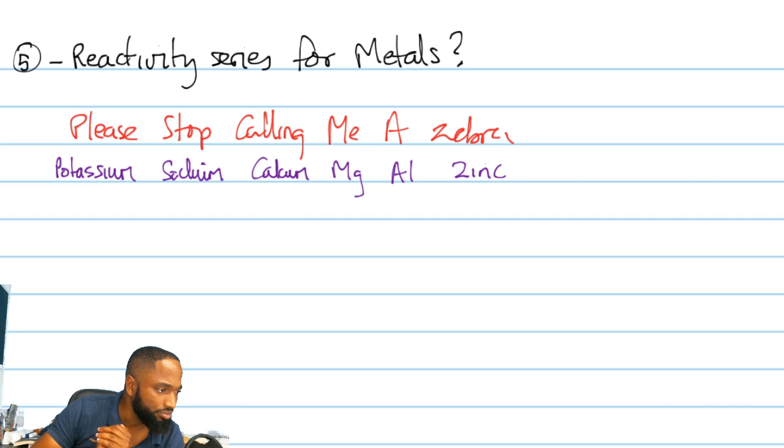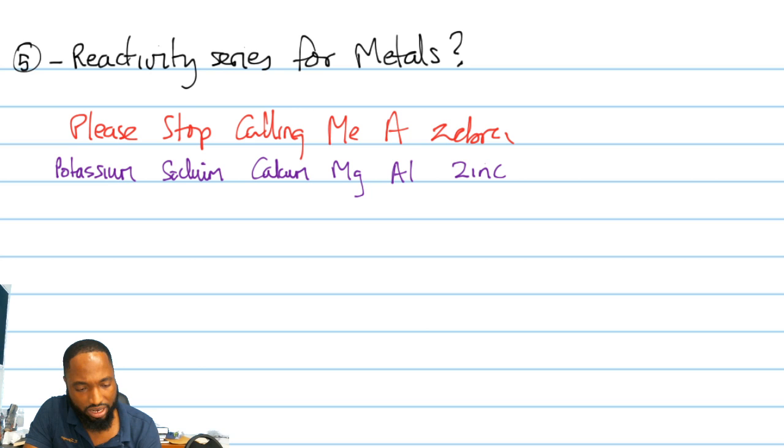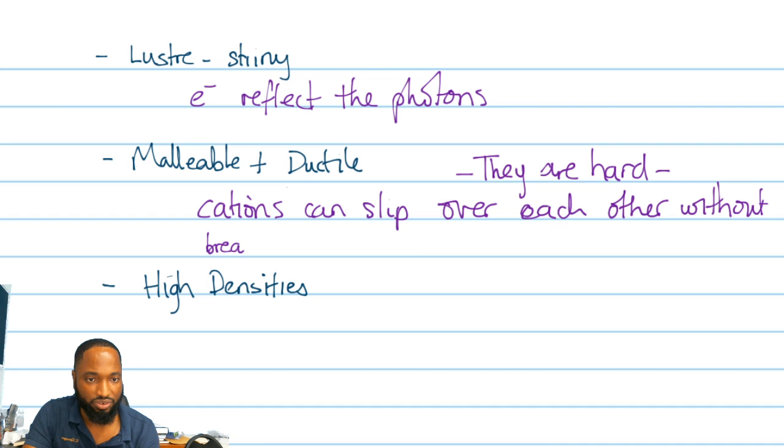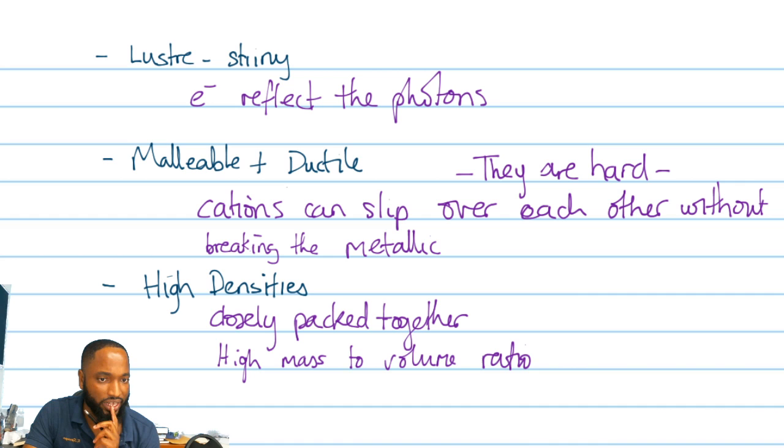Well, for CXE, the next ones are aluminum, zinc, iron, copper. Copper is Cu. Silver. And gold comes after silver, right? Copper, C-O-P-P-E-R. What was the reason for high densities? We're coming back to it. We're coming back to everything. We'll just keep reviewing. The reason for high densities is closely packed together, high mass to volume ratio. Then the reason they're closely packed together is because of the high electrostatic forces of attraction.